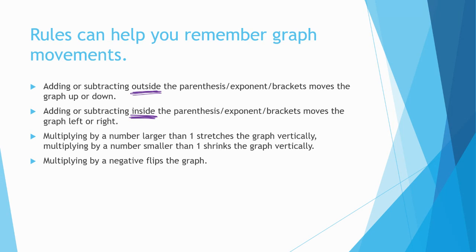When you're multiplying by a number larger than 1, it's going to stretch that graph out vertically. When you multiply by a number smaller than 1, the graph shrinks. And then, as always, multiplying by a negative will flip the graph over the axis.